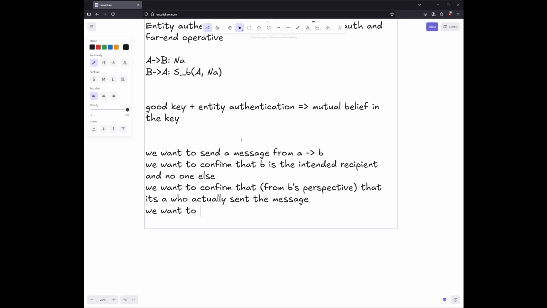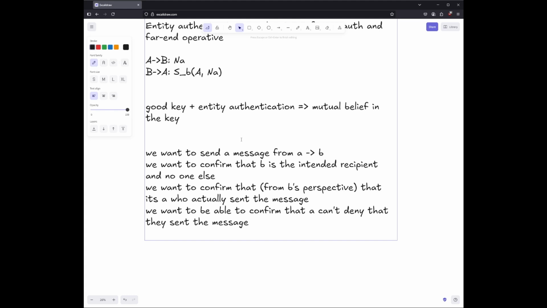We want to be able to confirm that A can't deny that they sent the message. And yeah, in a nutshell, those are the things that we want to do with these sorts of cryptographic transactions that we do over the internet, in order to ensure that we're not being targeted by adversaries and nothing actually goes wrong when we communicate over the network.